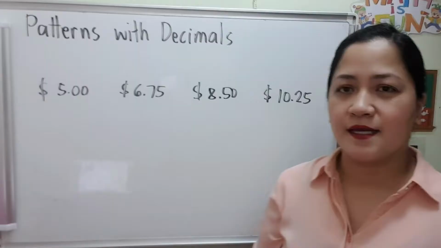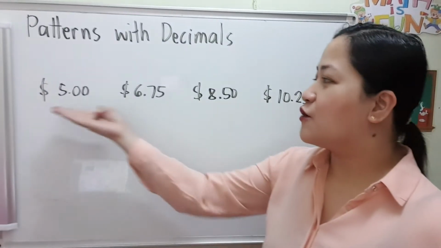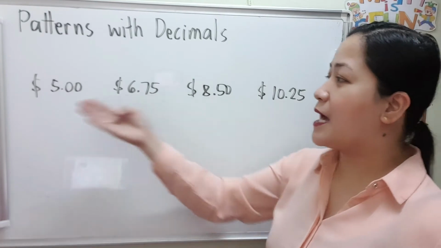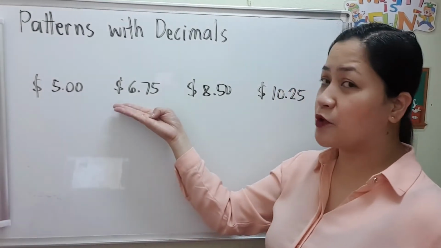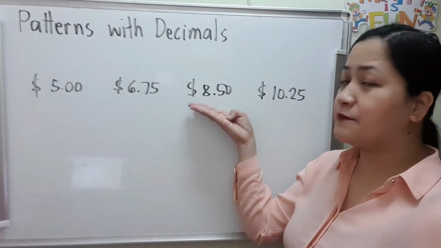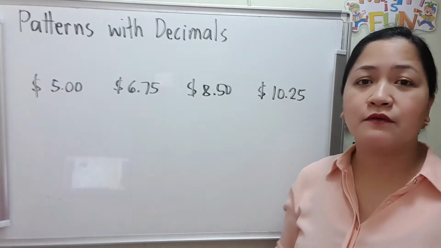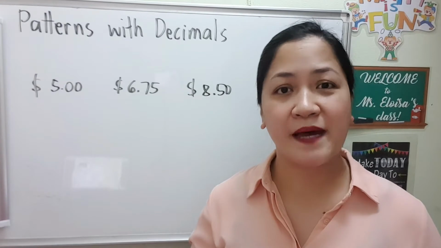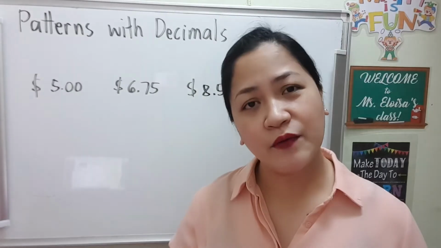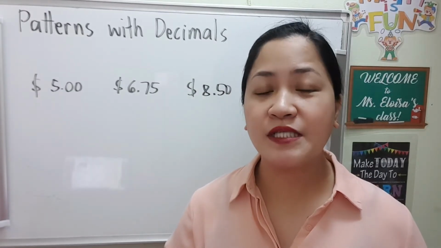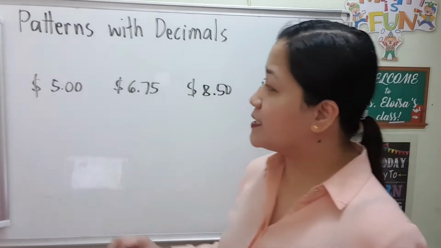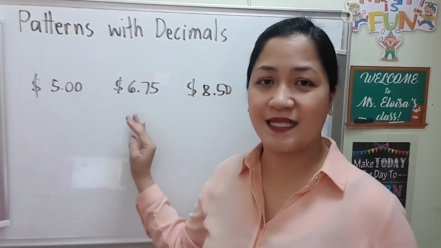You can find a pattern in a sequence by comparing one term with the next term. Let us have this example. We have here a sequence. We have $5, $6.75, $8.50, and $10.25. So first, you have to find the pattern in our sequence. And how are you going to do that? You're going to find the difference between one term and the next term.